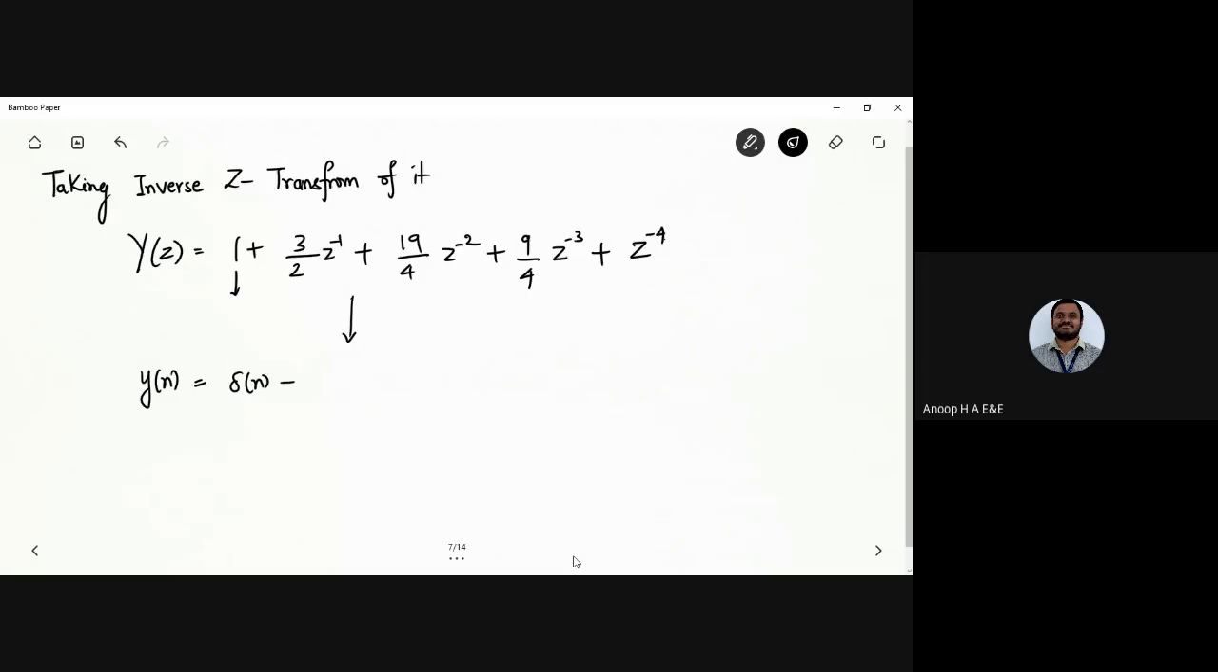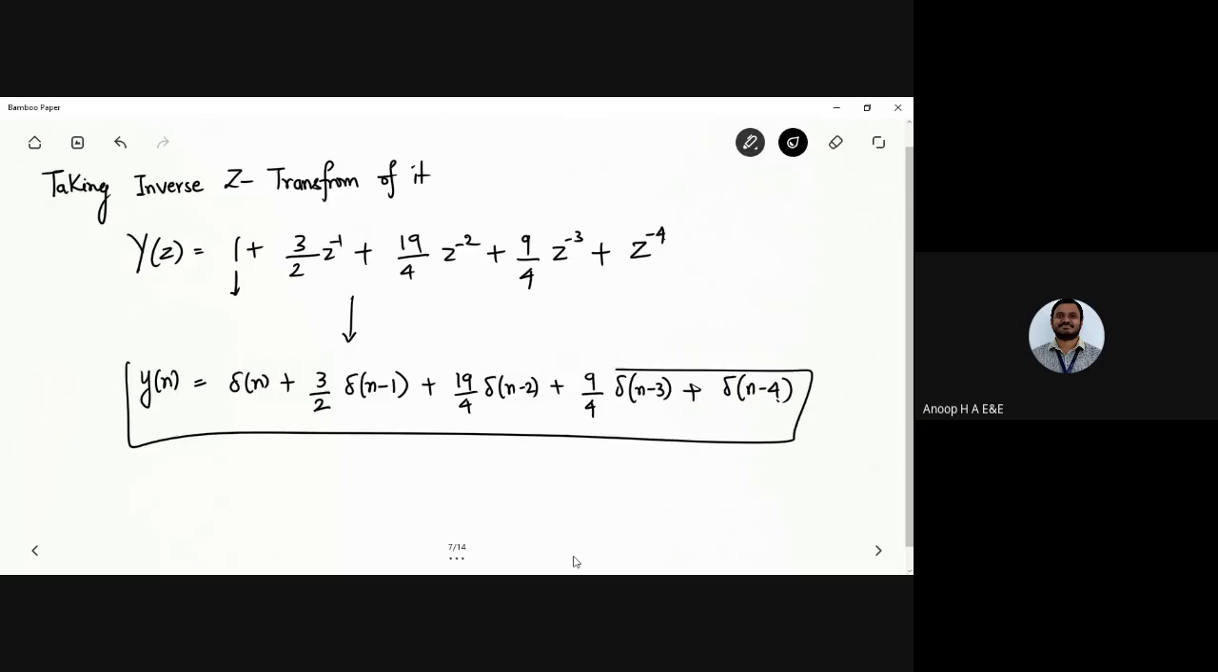Taking the inverse z transform, let me write the constant as 3 by 2 delta of n minus 1, plus 19 by 4 delta of n minus 2, plus 9 by 4 delta of n minus 3, plus delta of n minus 4. So that is y of n.